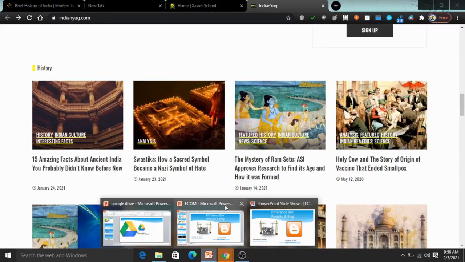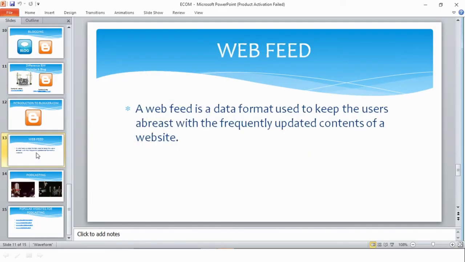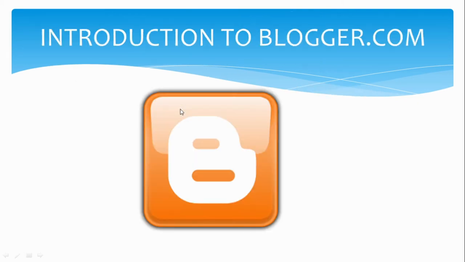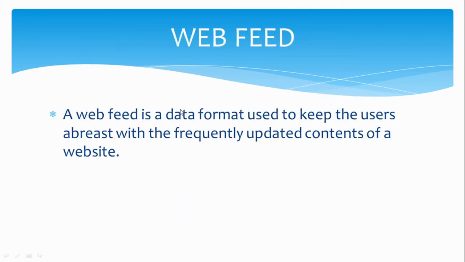Okay, next we have a web feed. A web feed is basically a data format that is used to keep the users abreast with the frequently updated contents of a website. Just now we have discussed a blog. In a blog, suppose a new post is coming, in that case it comes as a notification. So in simple words, you can consider a web feed as a notification that gives us information about the frequently updated contents of a website.